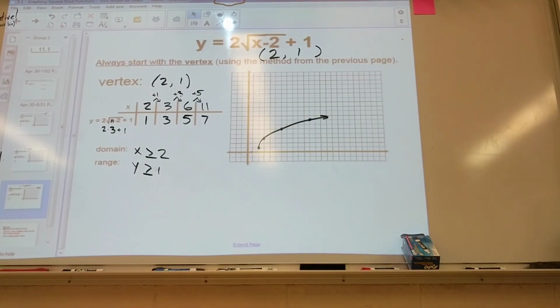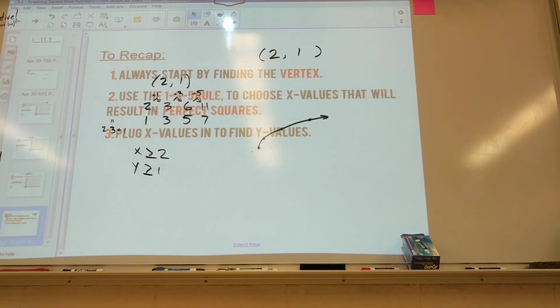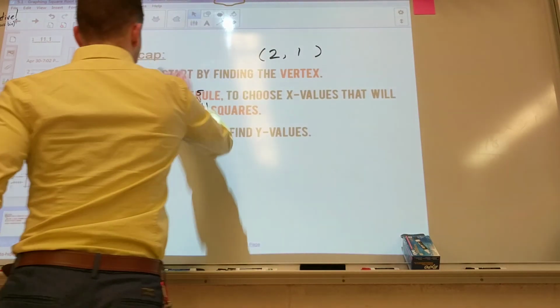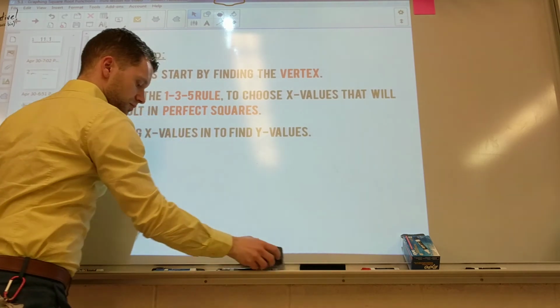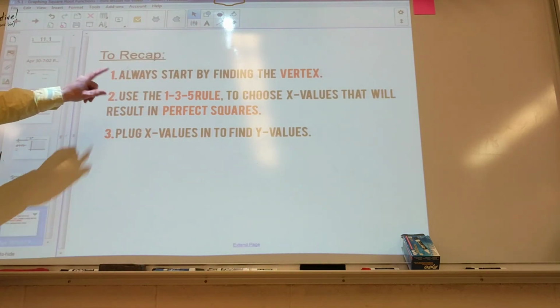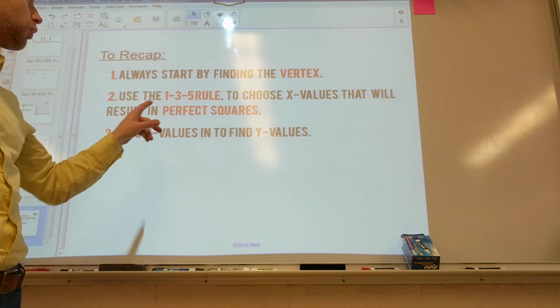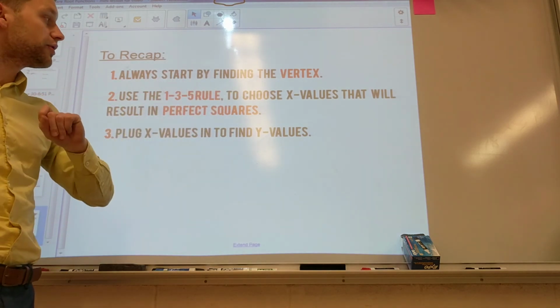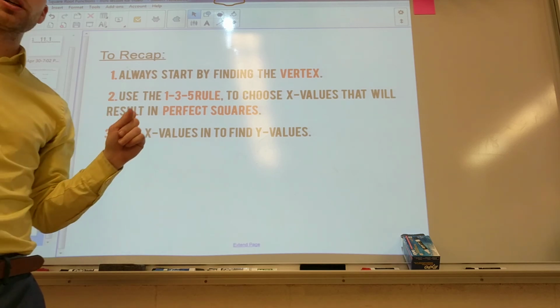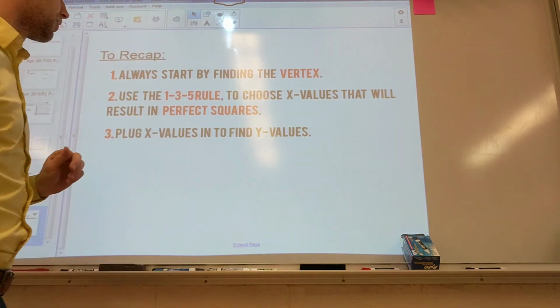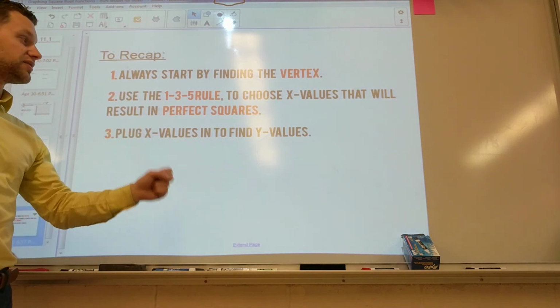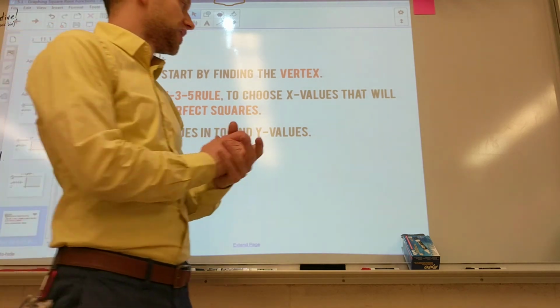Let's do one final thing. We're going to recap what we should do, and then we'll be done. Okay, so to recap, 1, always start by finding the vertex first. 2, use the 1, 3, 5 rule to choose x values that will result in perfect squares underneath your radical, or your square root. And then 3, plug in the x values to find your y values and graph it.